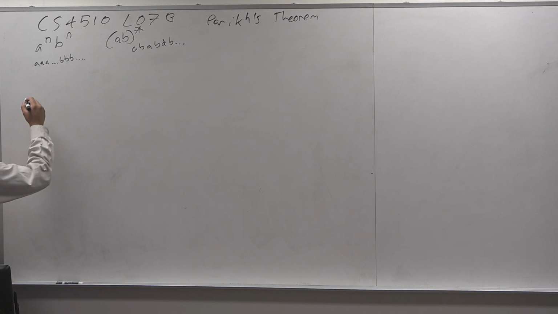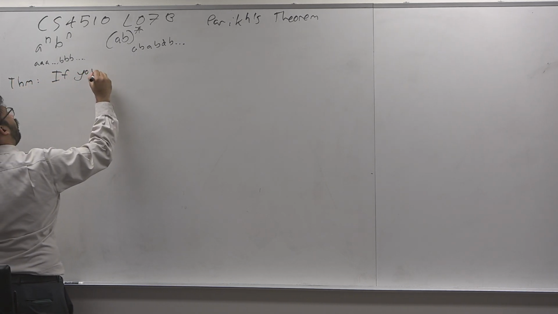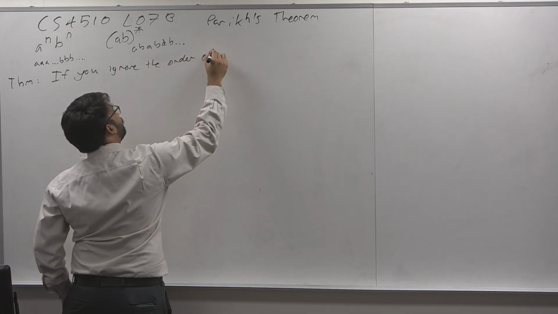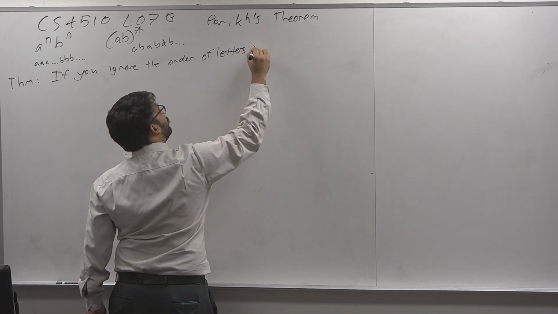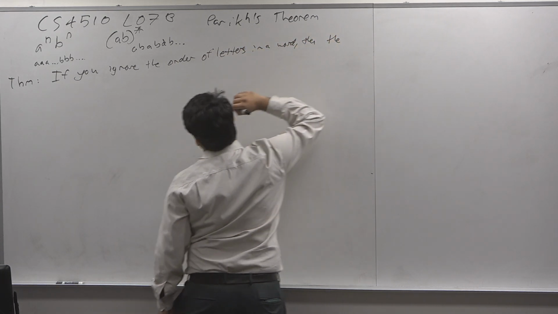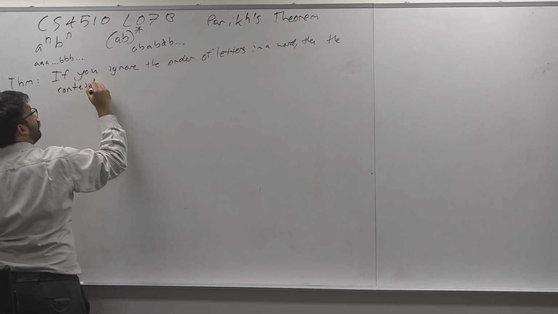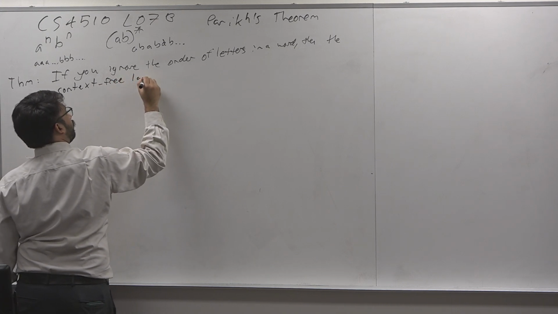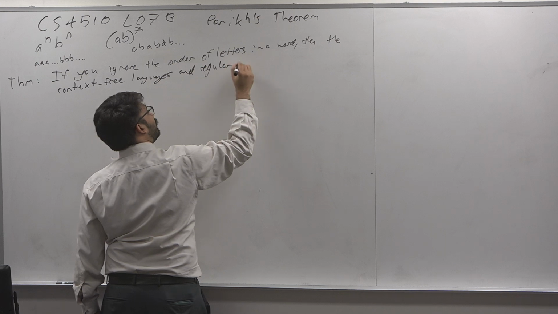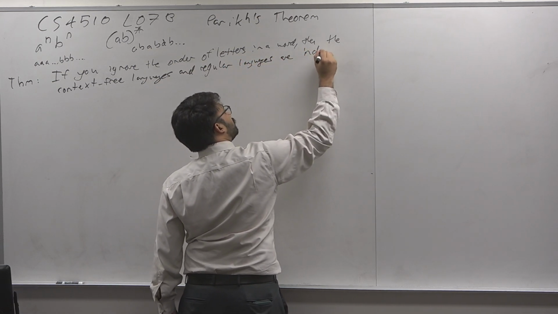So what Parikh's theorem really says is as follows. If you ignore the order of letters in a word, then the context-free languages and regular languages are indistinguishable.